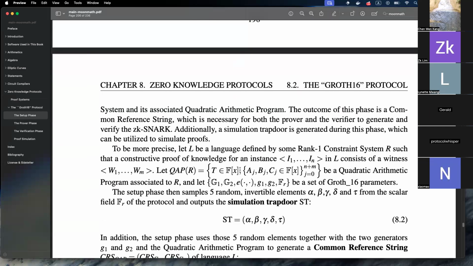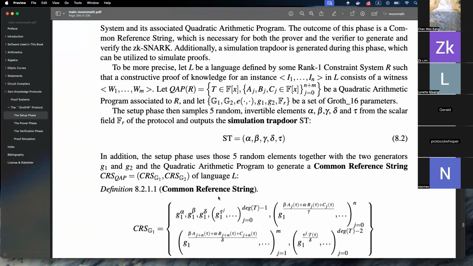So, what is in the setup phase? Well, in the setup phase, essentially, you generate something called a CRS. You might also hear something called an SRS, structured reference string. They are, from my knowledge, the same thing. Essentially, a bunch of values that you need. And what are these values, right? What are CRS? In this case, CRS are pretty simple.